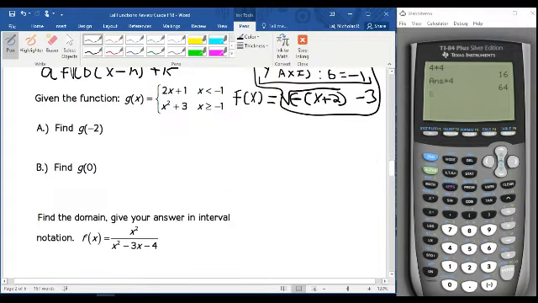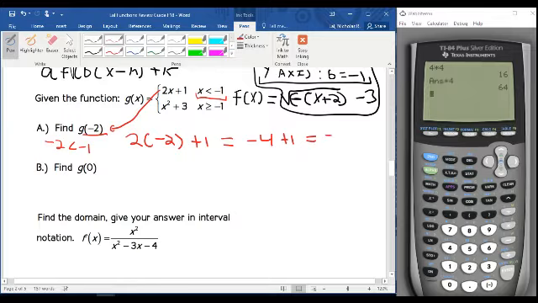All right, so we're looking at g of negative 2, and is negative 2 less than negative 1? It is. It's not greater than or equal to negative 1. So we just plug negative 2 into this function right here. Remember, negative 2 is less than negative 1, so we go with the red function. This can be 2 times negative 2 plus 1, which is negative 4 plus 1, which is equal to negative 3.